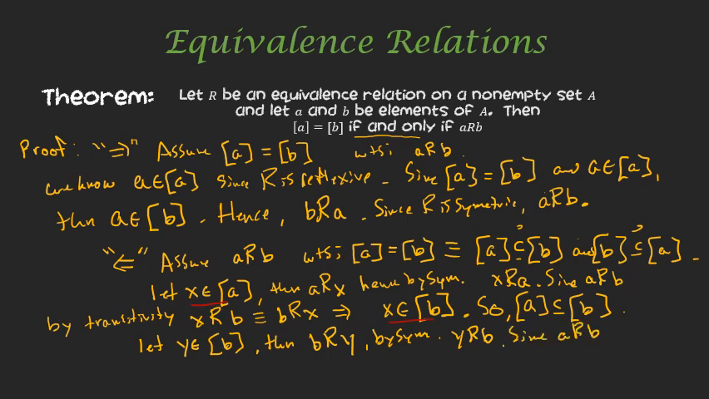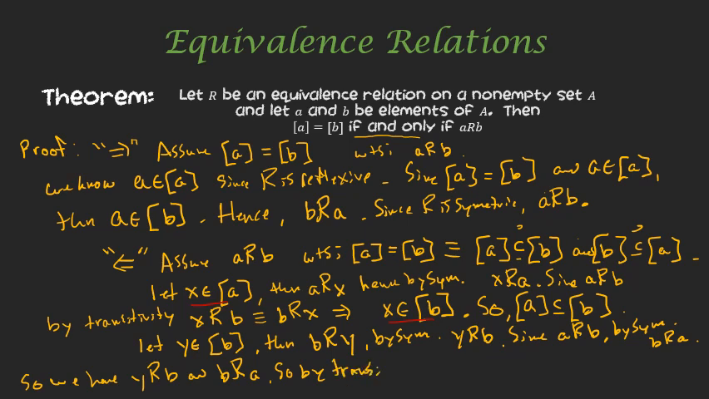Since A is related to B, remember that's our assumption for all of these, by symmetry, B is related to A. So we have that Y is related to B and B is related to A. So by transitivity, Y must be related to A. And that's the same thing because of symmetry, that A is related to Y, which implies that Y is in the equivalence class containing A. Hence, the equivalence class containing B is a subset of the equivalence class containing A.